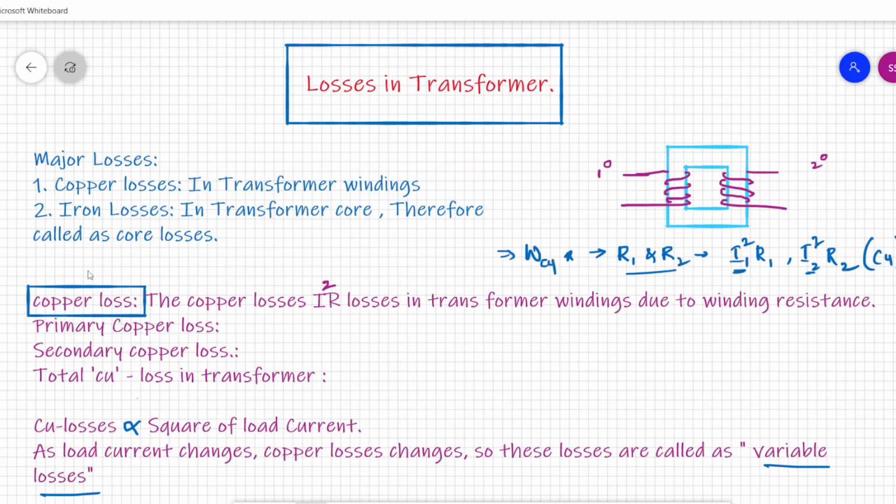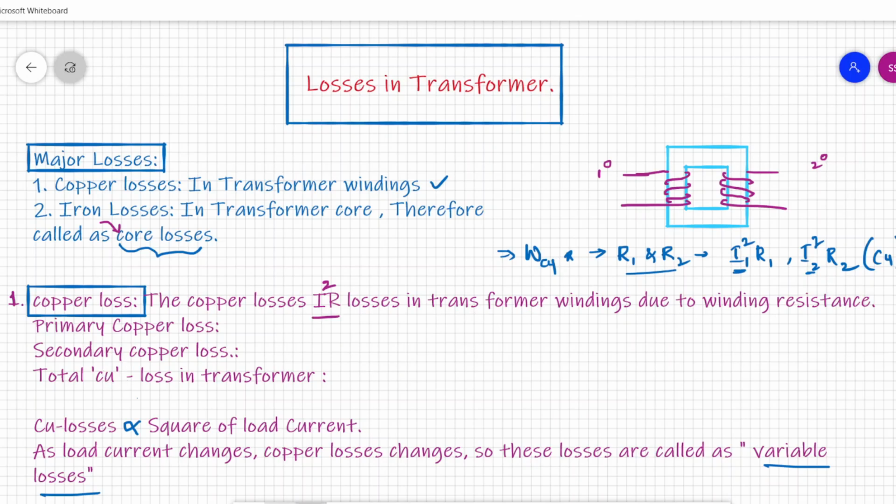Let us discuss the major losses in our transformer. First one is copper loss in transformer windings. Second one is iron loss in the transformer core, therefore called core losses. Because the losses occur in the core, the iron losses are called core losses. Now let us discuss the first type of loss, that is copper loss. Copper losses are I square R losses in transformer windings due to winding resistance.